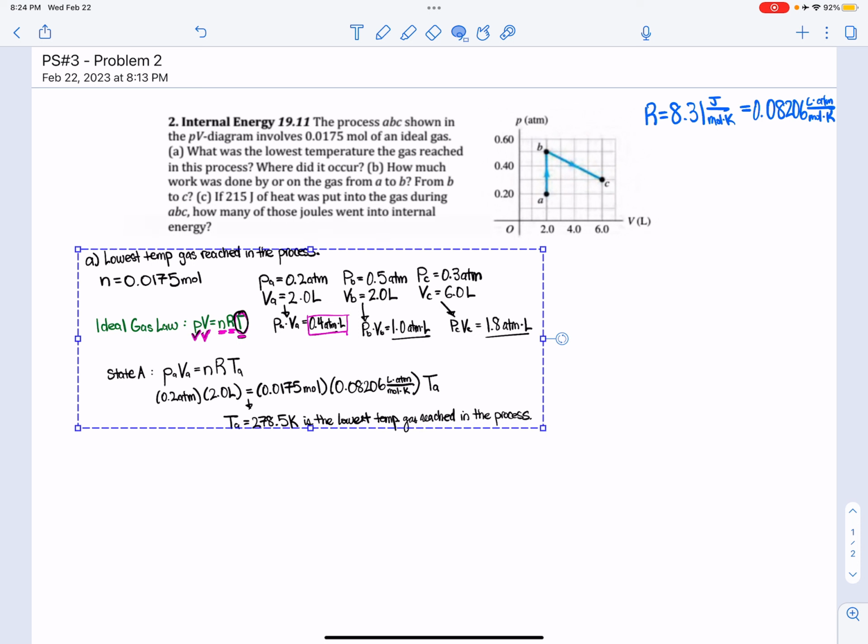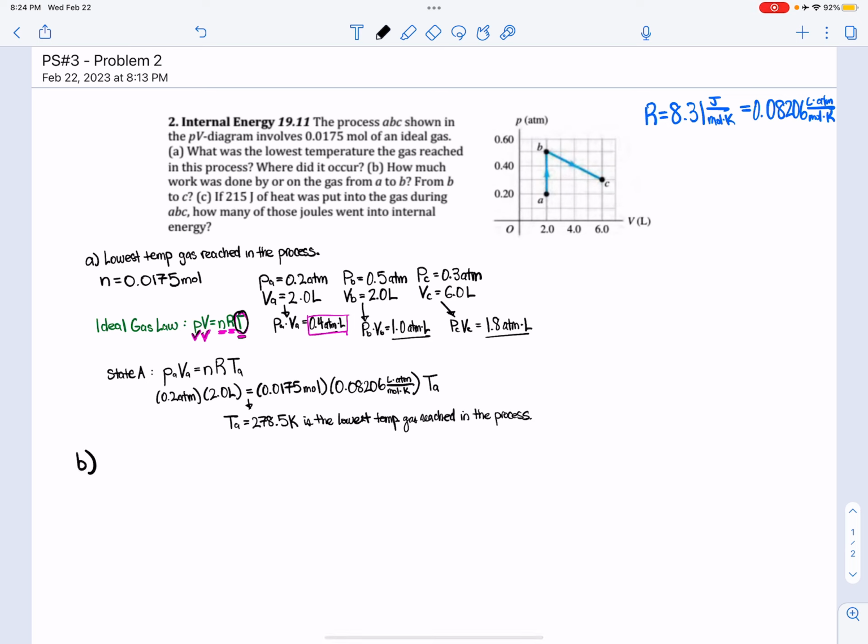Make this a little bit smaller, I mean. Okay, so part B. How much work was done by or on the gas from A to B and from B to C? So what is the work of the system from A to B, and what is the work of the system from B to C?